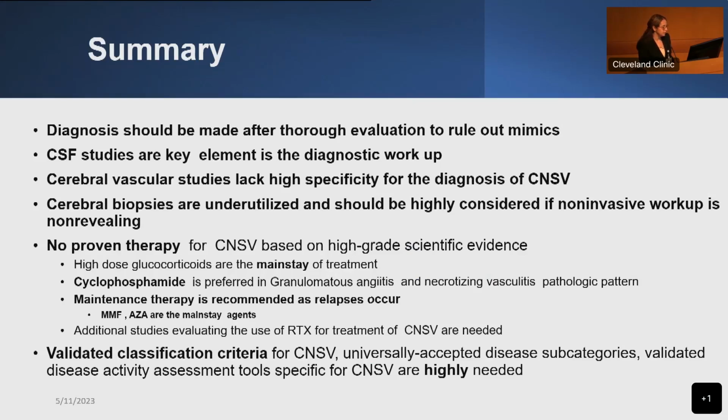No proven therapy for CNS vasculitis based on high-grade scientific evidence. High-dose glucocorticoids are the mainstay of treatment, and cyclophosphamide should be the induction agent in granulomatous angiitis and necrotizing vasculitis pattern. And maintenance therapy is recommended, and mainly with mycophenolate and azathioprine. And rituximab is not the first-line treatment at this time. And validated classification criteria as well as recommendations for treatment and diagnosis are really highly needed, and our center is leading this as an international effort.